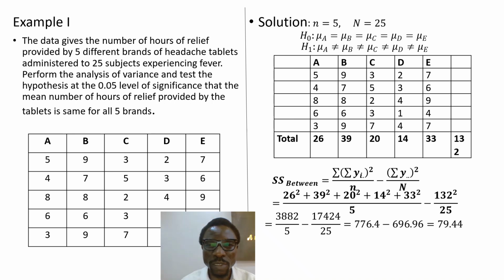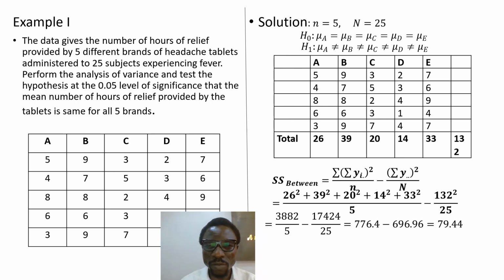We first of all need to state our hypothesis, the null hypothesis denoted by H naught, indicating that the means for all treatments are the same, they are equal. The alternative indicating that the means from all treatments are not the same.